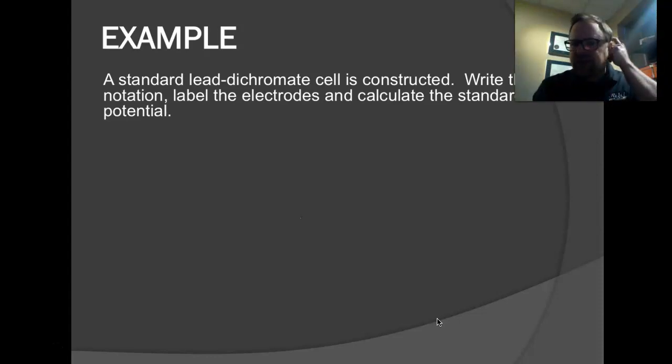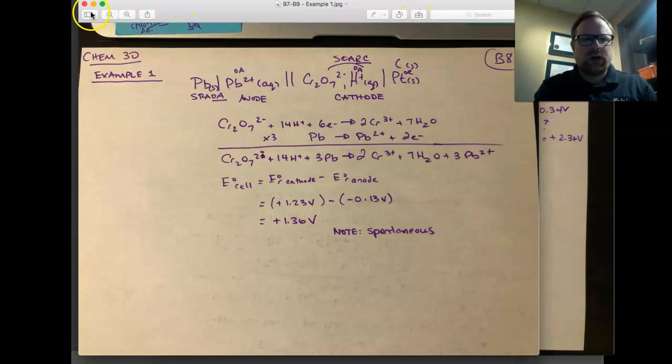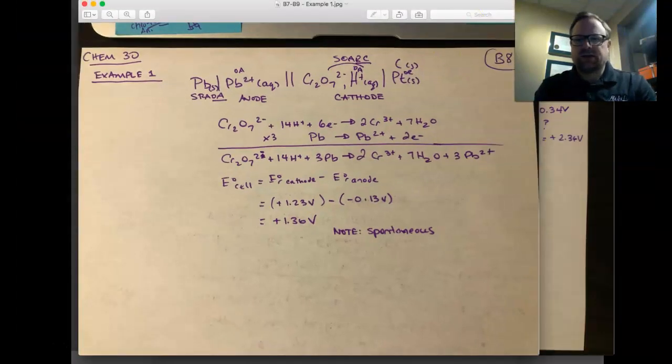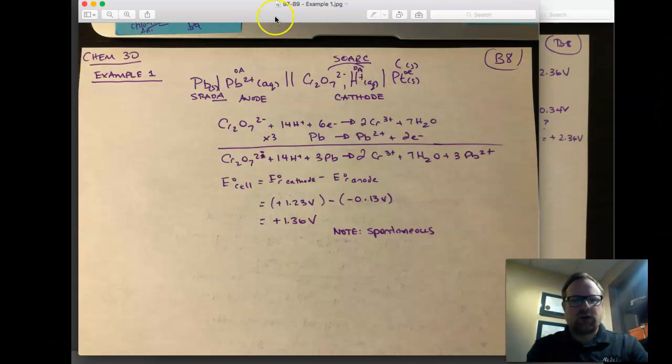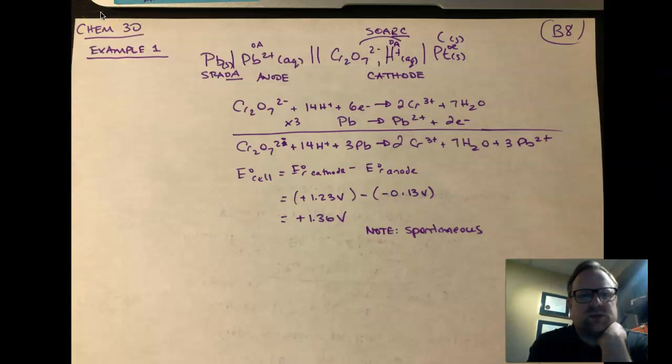This one says a standard lead dichromate cell is constructed. Write the cell notation, label the electrodes, and calculate the standard cell potential. So I'll jump to example number 1, and I'll make this nice and big for everybody. I'm still learning the technology here, so I'm going to move my face down into the corner so that when I make this big, you can still see me and still see what's going on.